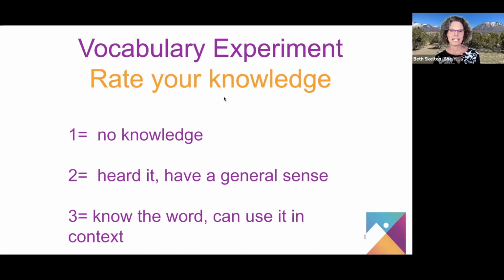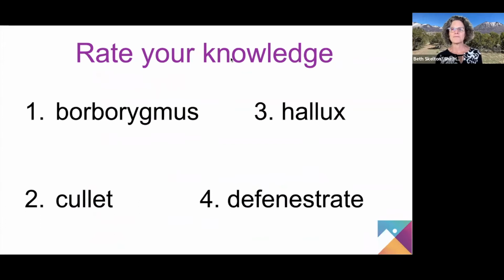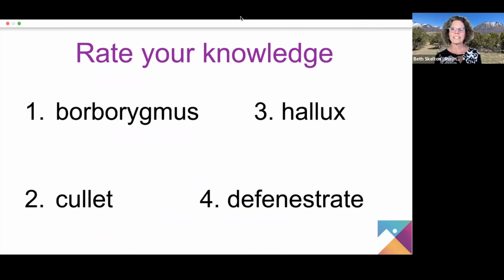Welcome, Kate. We're so glad you're here just in time for the vocab experiment, okay? So here's how it's going to work. I will show you word 1, I just need you to quick type your number. Remember, number 1, you've never heard it. Number 2, you've heard it, you know a general sense. Number 3, you know it and you actually use it. Just word number 1, could I see your numbers?